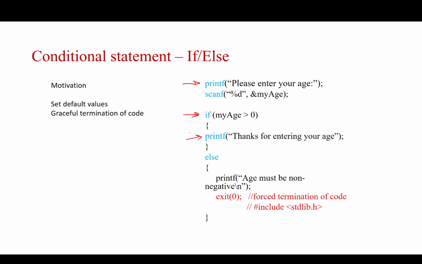But if this user is just trying to play with my program, like, hey, let's put my age as negative 10, and let's see what the program is going to do. This is why you are using the conditionals here. So if the user is playing, in this case I will tell the user, hey, age must be non-negative. And then I will follow it by exit 0. What's exit 0? This will terminate the program immediately. If at any point I call exit 0, the program will be terminated.